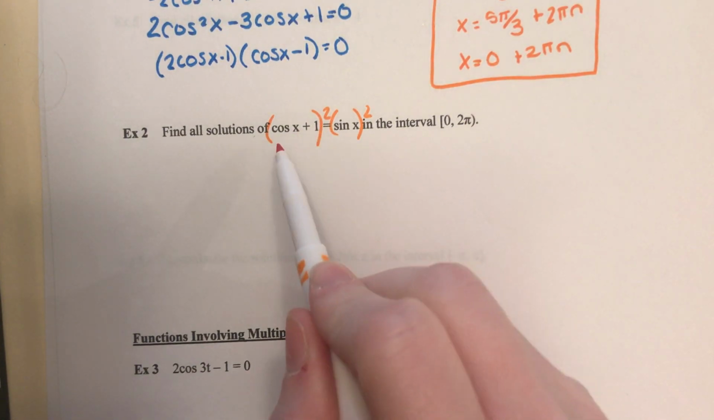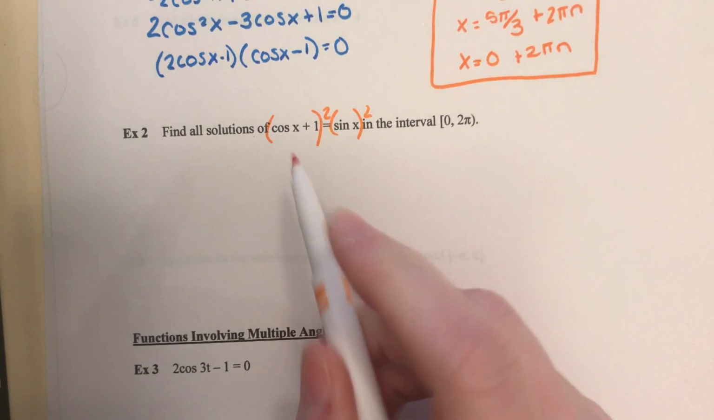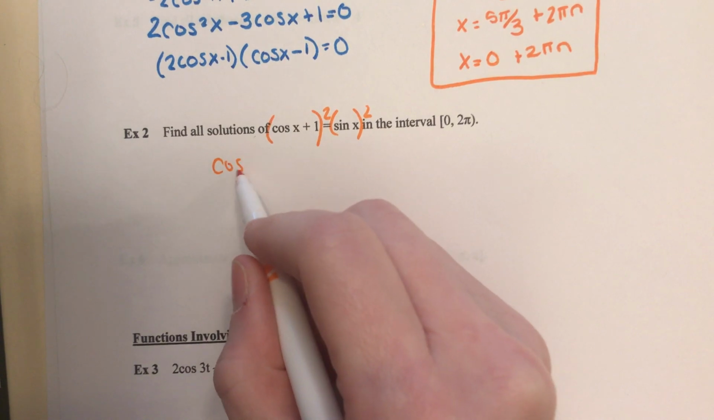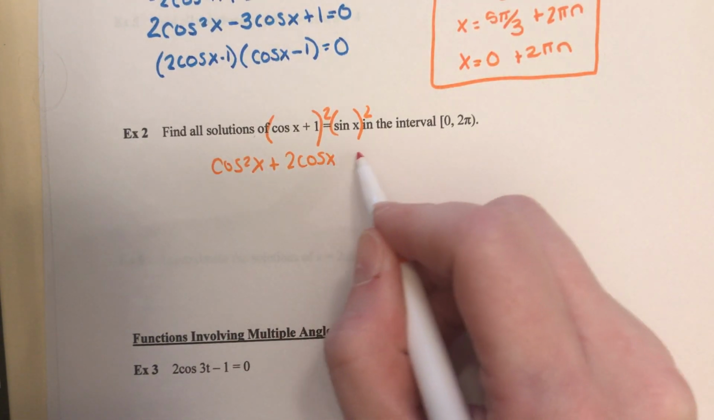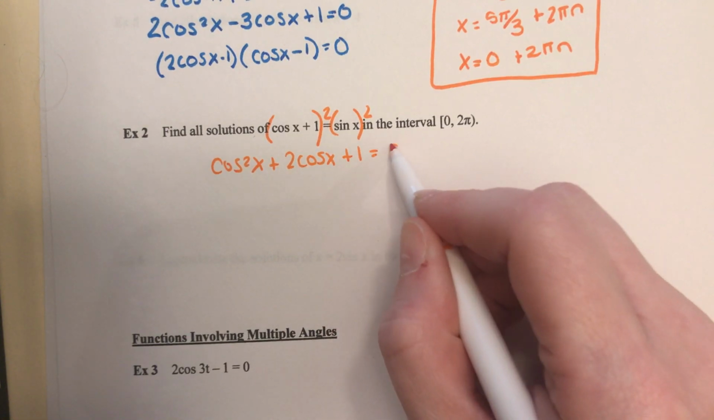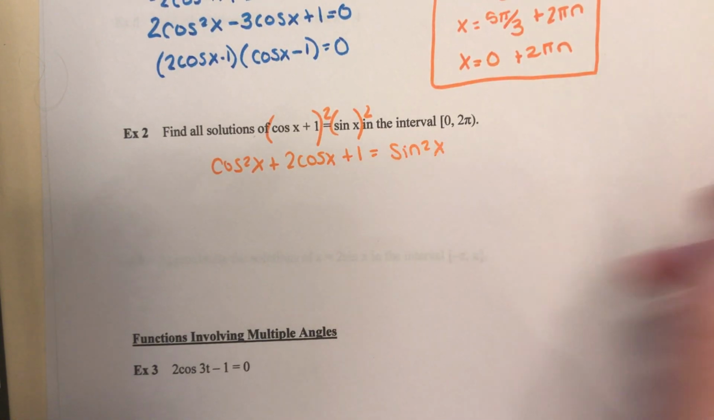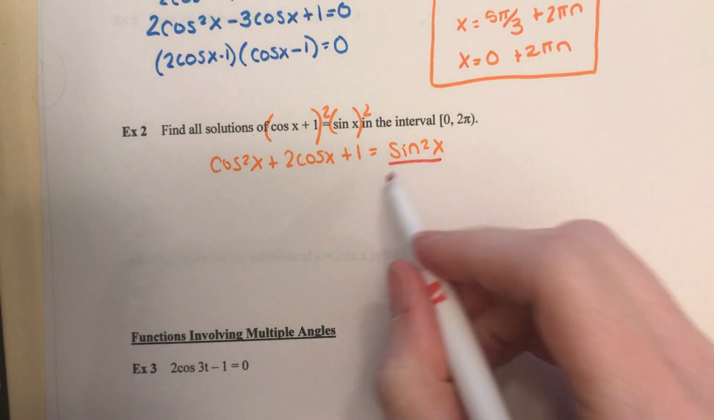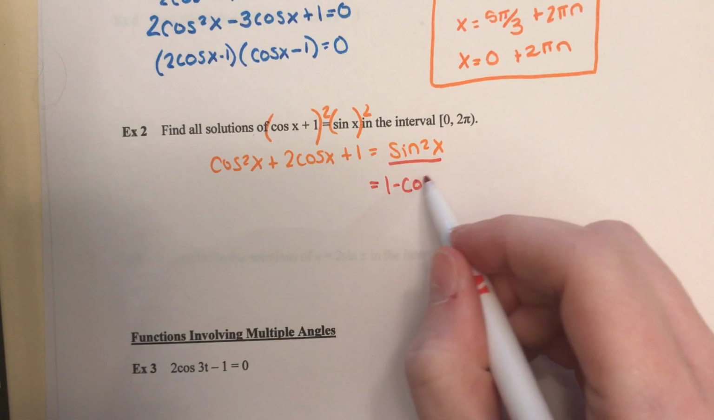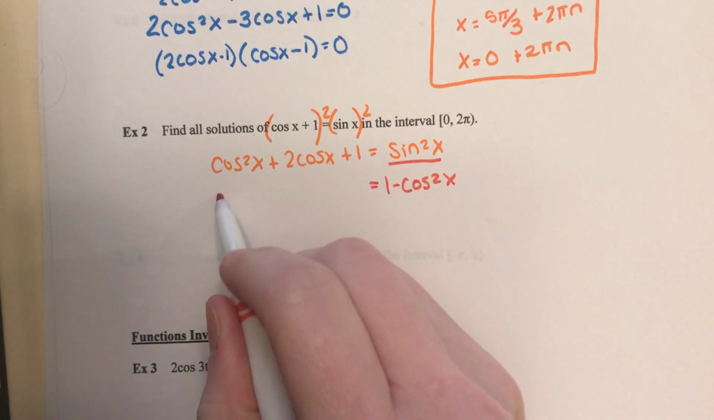Now the left side I can FOIL this. So if I write this twice and FOIL, that would give me cosine squared plus 2 cosine plus 1. And the right side gives me sine squared. Now, I can convert sine squared to cosine because sine squared is equal to 1 minus cosine squared.